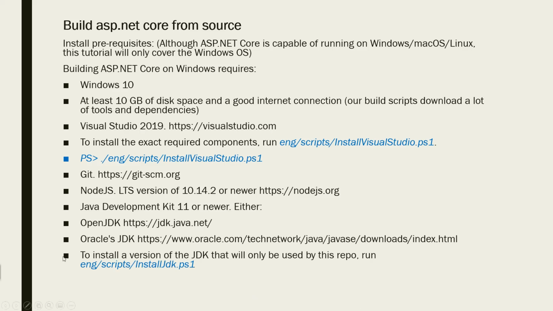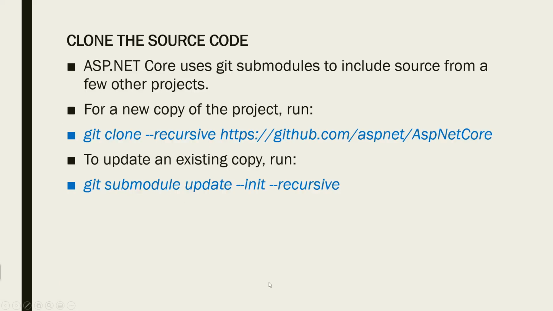You can run this script similarly to what I have shown for running install Visual Studio: open a PowerShell, browse to that directory, and you can just drag and drop install JDK after you have created the repository. But that didn't work for me, so I actually downloaded and installed it from OpenJDK, right?